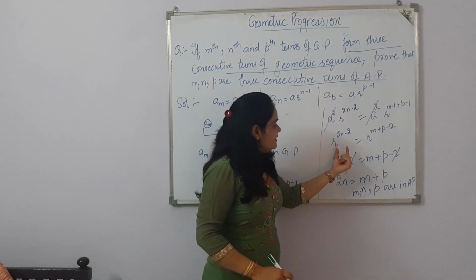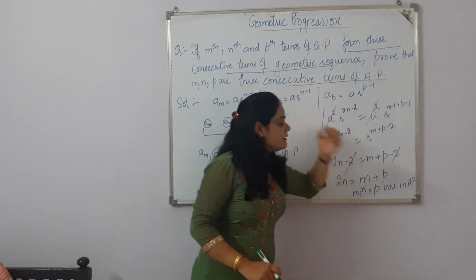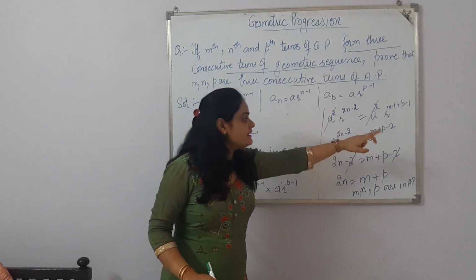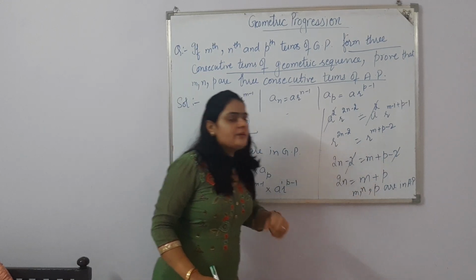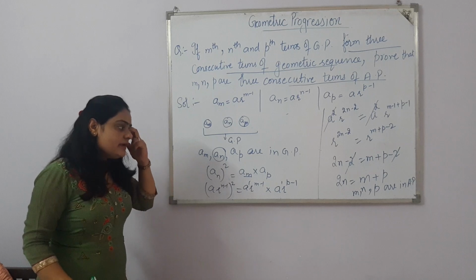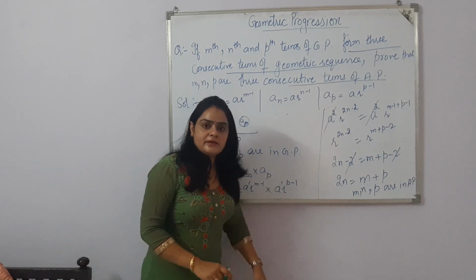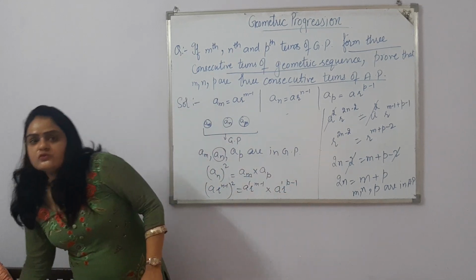After calculating, what will we get? r raised to power 2n minus 2, r raised to power m plus p minus 2. The bases are the same, so we can equalize the powers. After equalizing the powers, what will we get? 2n is equal to m plus p. This is the result of AP. So m, n and p are in AP. Hope this question is clear to you. Let's do one more question.